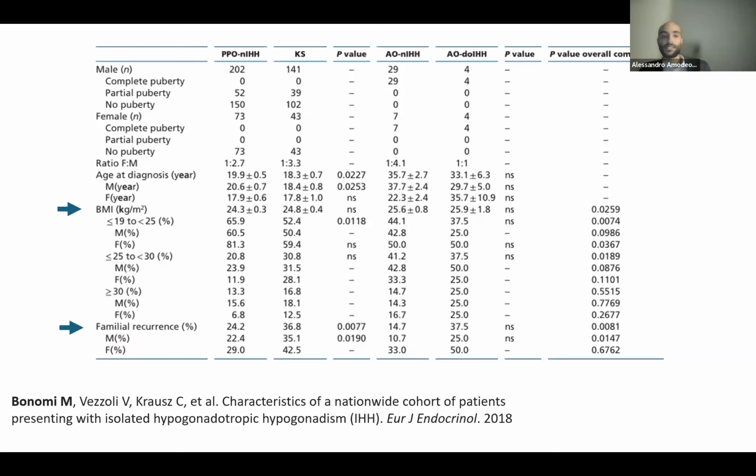Looking at body mass index, they found that obesity is more frequent in adult onset hypogonadism, and this could suggest that in adult onset hypogonadism, the genetic defect could sometimes be milder, and an environmental acquired cofactor, such as obesity, is needed to develop hypogonadism.